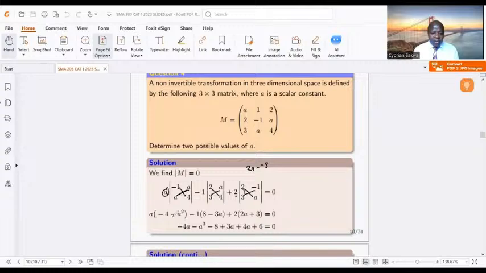Now you can simplify this. Of course, this is negative 4a, negative a cubed, and then this other one is negative 8. This other one is positive 3a. Just multiply those elements with the one after the bracket. So this one gives us 4a, and this will give us 6. So when you open those brackets, that's what you get.